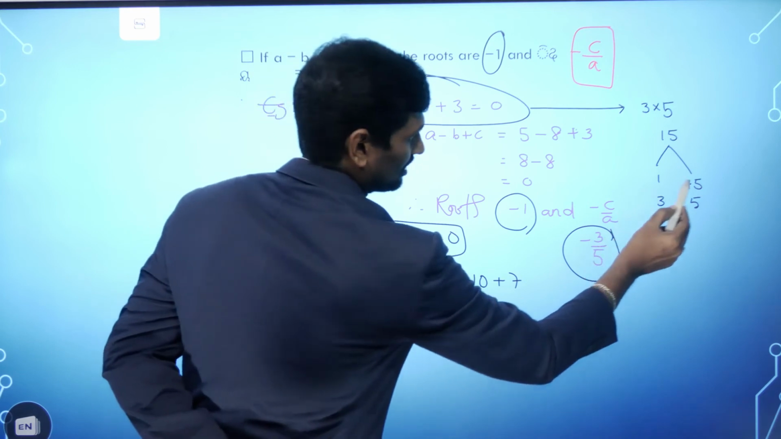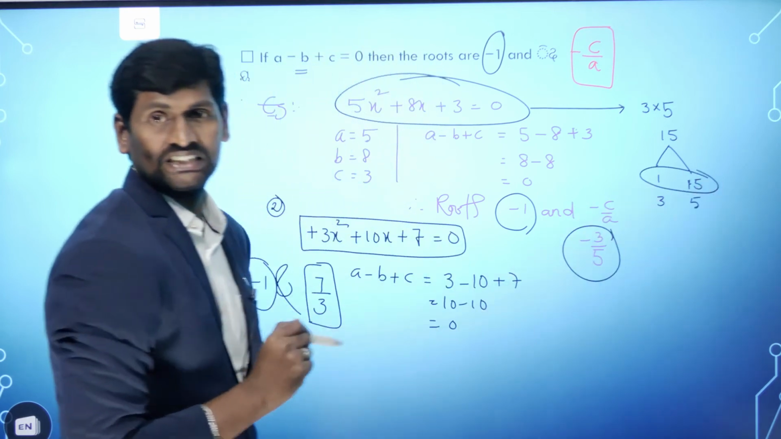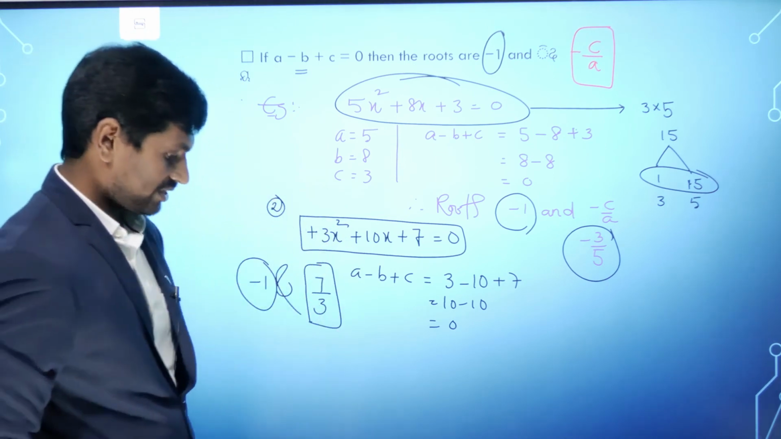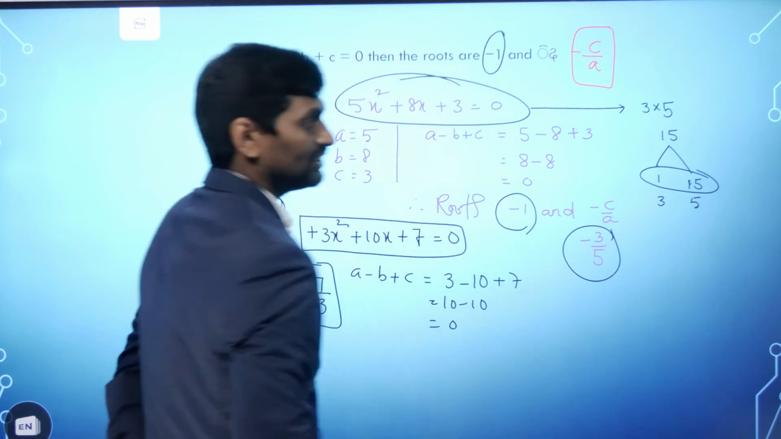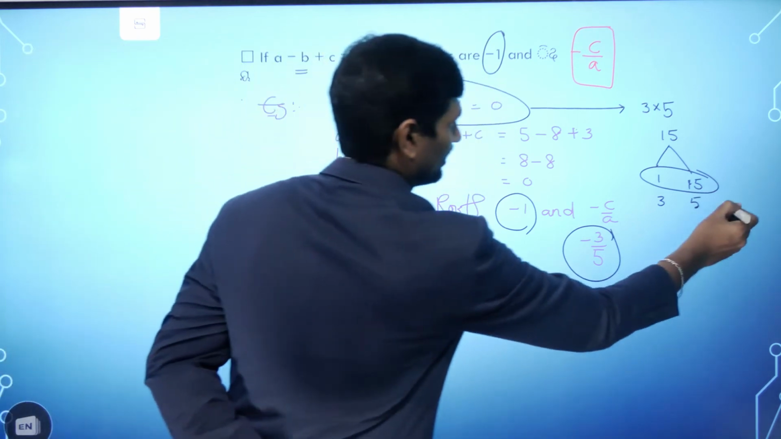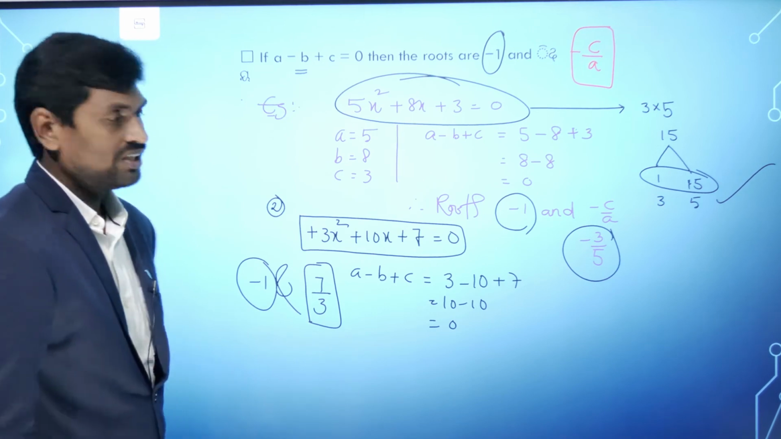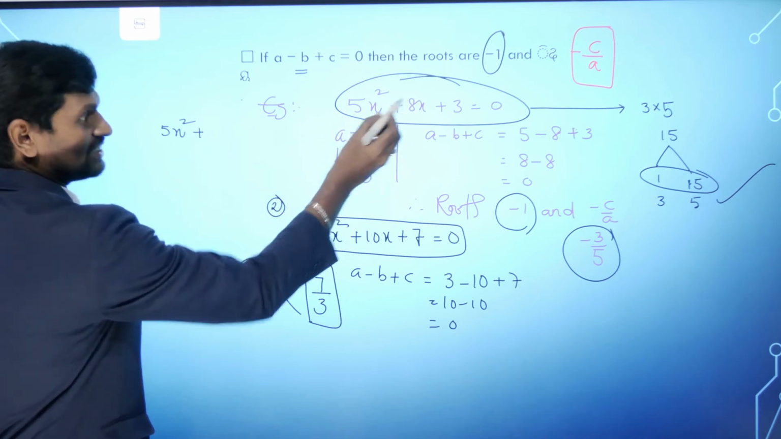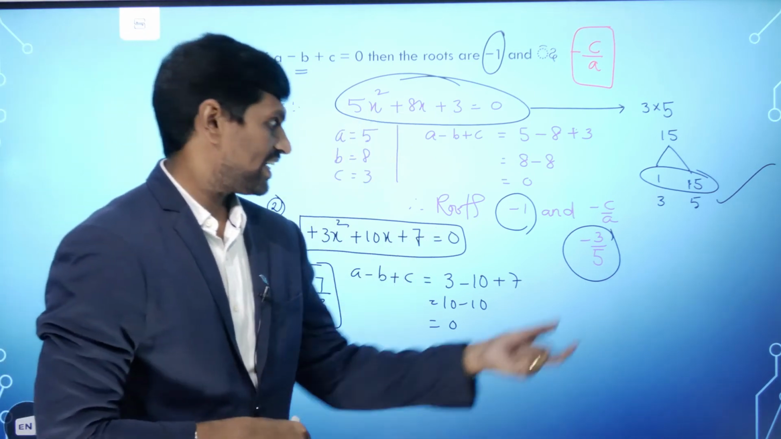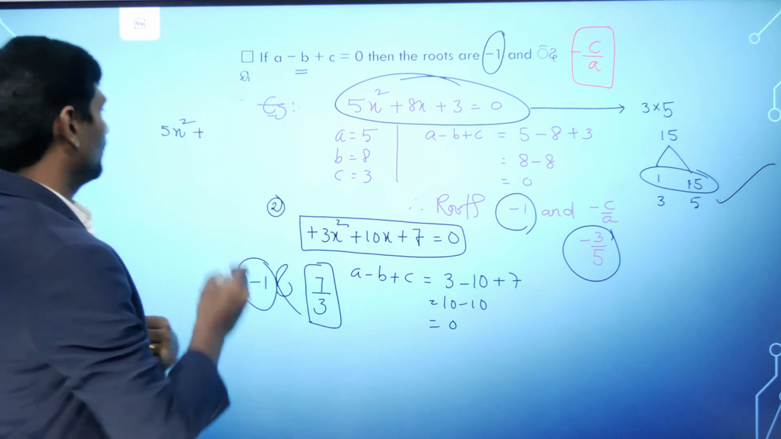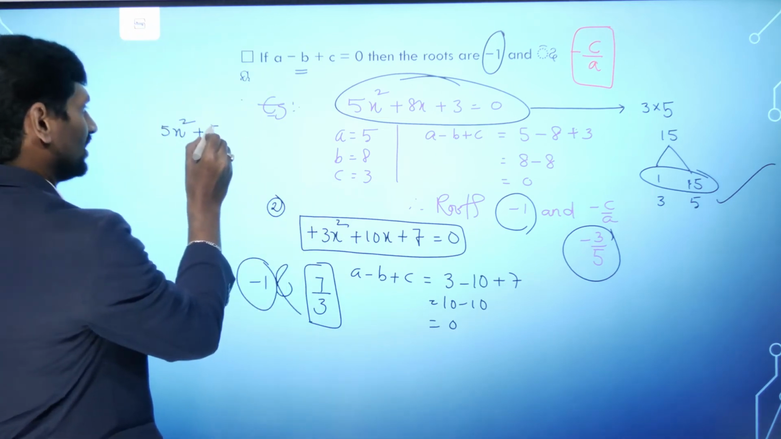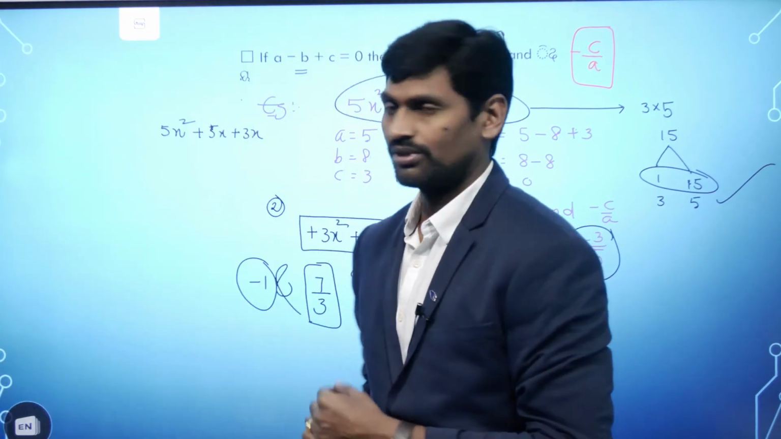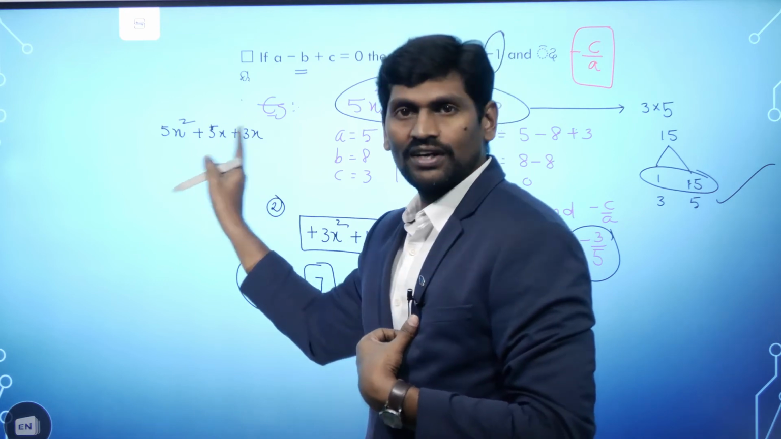Now check the first factors. 1 plus 15 is 16, but here we got 8. So, the first pair of factors is not satisfying for us. Check 3 plus 5. Second pair, 3 plus 5 is 8. Yes, it satisfies. Now, I am writing 5x square plus 8x, splitting this 8x as 3x plus 5x. I am writing first 5x, next 3x. Anything, 5x plus 3x or 3x plus 5x, both are same, right? So I am writing 8x as 5x plus 3x.